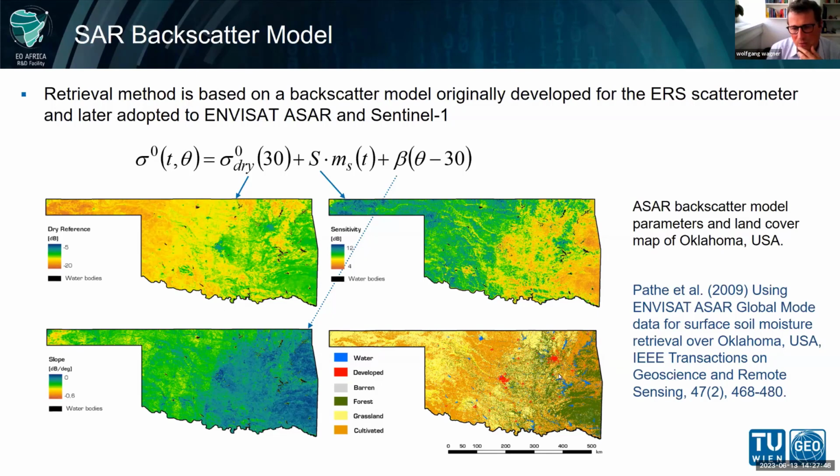So those maps you see here were produced for Oklahoma in the United States. And Oklahoma goes from a wet eastern part to a very dry western part. So here there are still forests, and then it goes over to agricultural land and then into prairie land. Where we have dense forest, the sensitivity to the soil moisture is very low. And the more we go into this agriculture and prairie land, the higher the sensitivity to soil moisture becomes. So also the product quality becomes better from the east to the west.